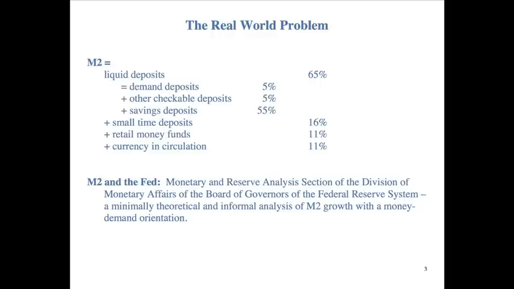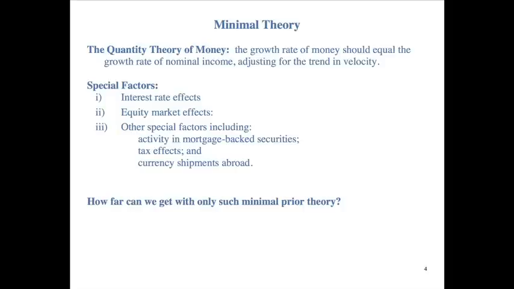And they really don't have a lot of theory about this. They have very minimal ideas about theory, and they have a lot of institutional knowledge, or at least institutional acquaintance, that suggested to them some informal factors that might affect M2 growth. And what theory they have is very primitive. It's based on a notion of the quantity theory of money, and basically the idea is that the growth of money should be essentially the growth of nominal income adjusting for a trend in velocity. And their real interest was in their specialized institutional knowledge about various other sorts of effects.